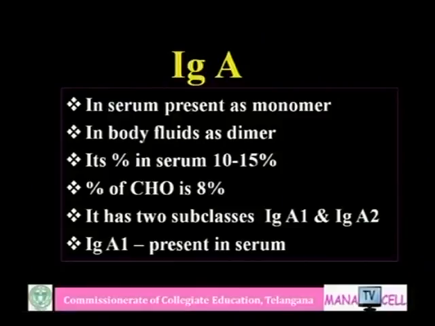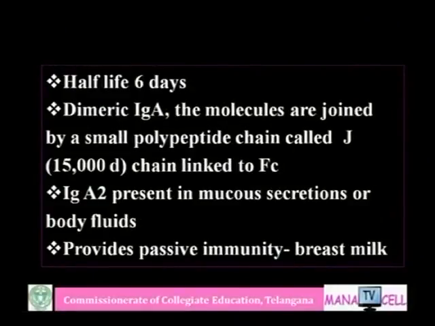IgA1 is present in the serum, whereas IgA2 is present in the fluids or secretions like colostrum, sweat, sebum, urinary tract and genitourinary fluids. IgA2 basically gives mucosal immunity towards various types of pathogens. It has a half life of about 6 days.